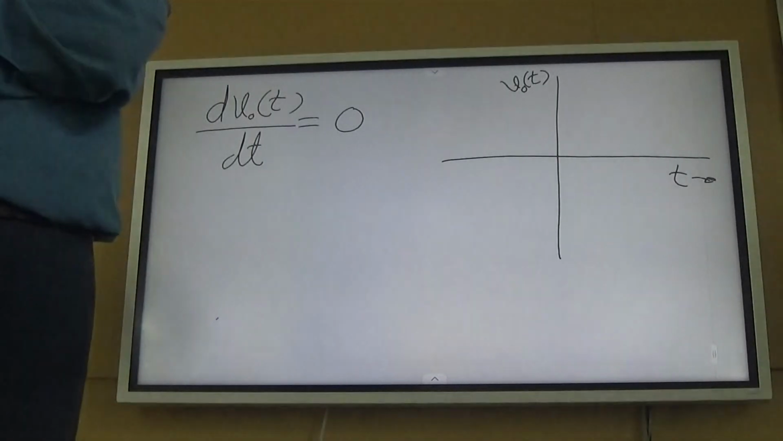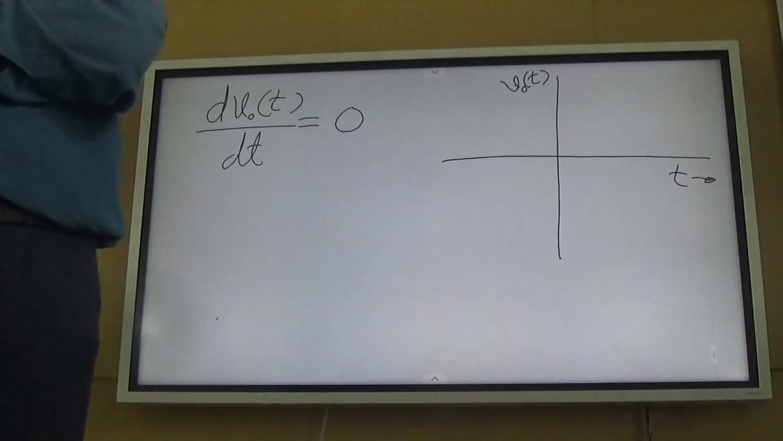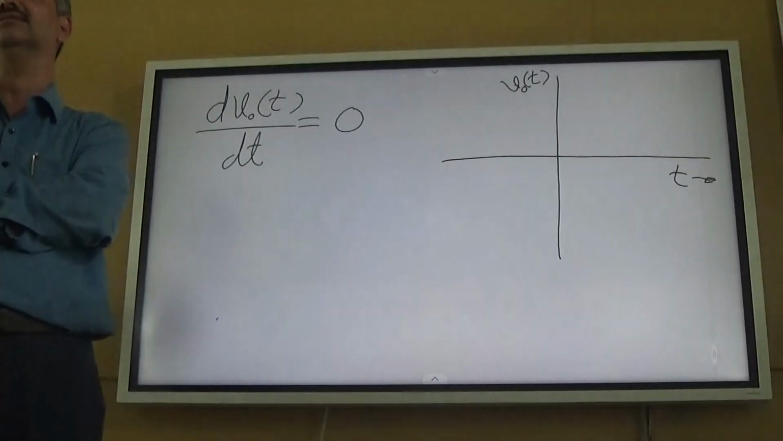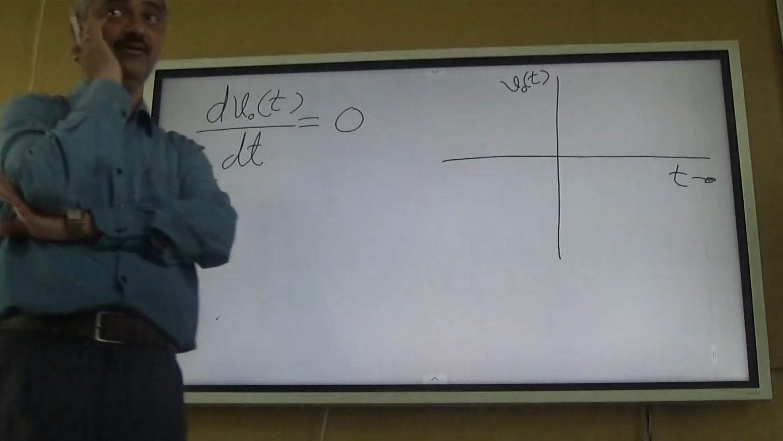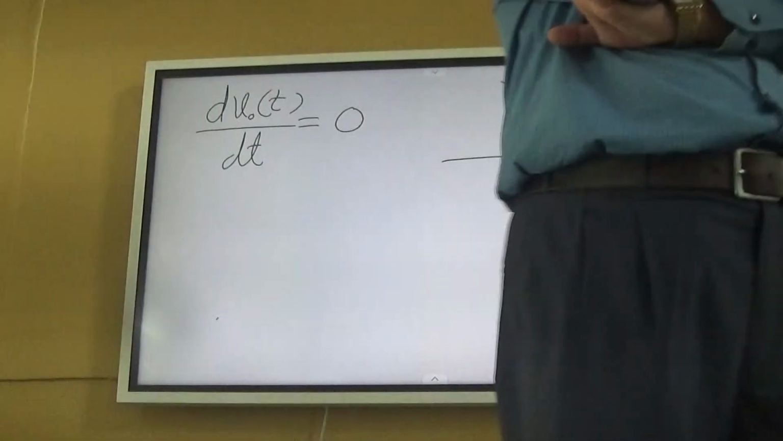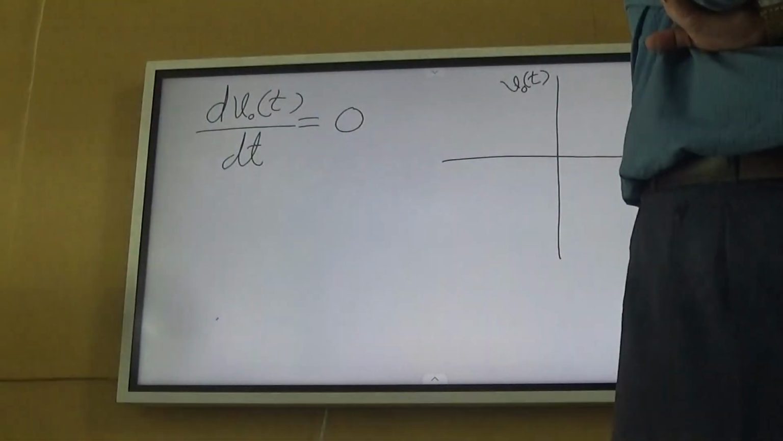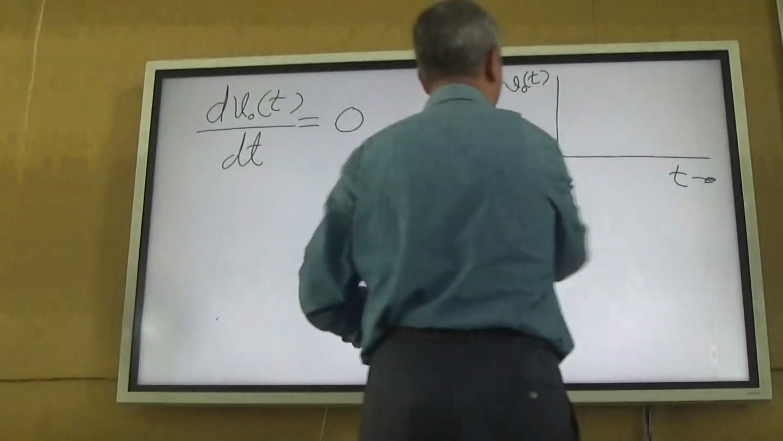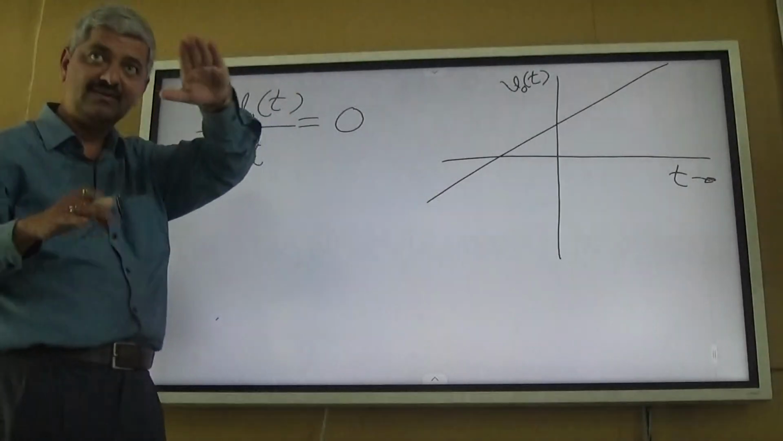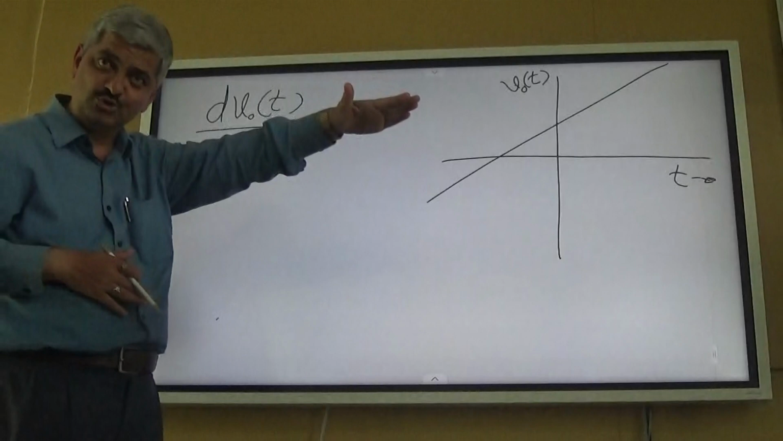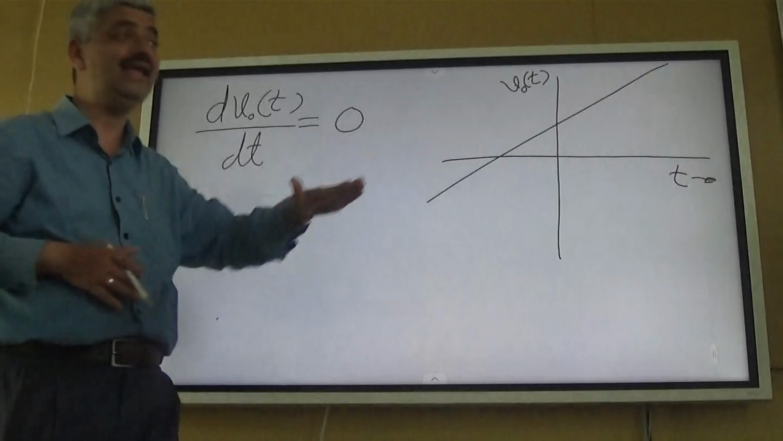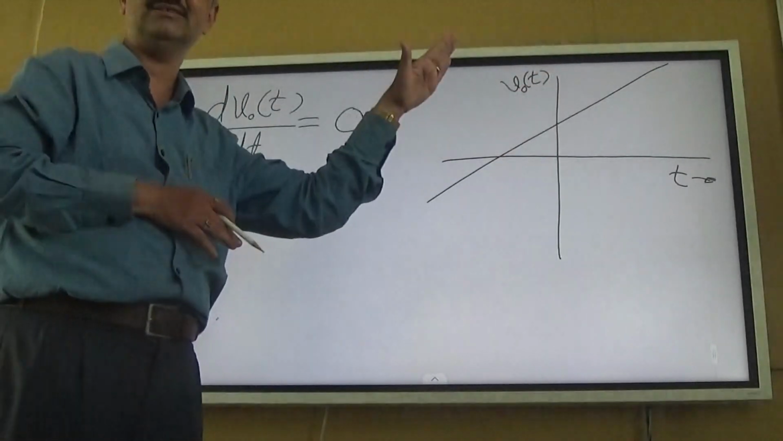Line parallel to horizontal axis. Any line parallel to the horizontal axis is the solution. It means the differential equation has infinite solutions, but not anything is a solution. So this is not a solution, right? When VOT equal to 3, there is one solution. But when dVOT by dt is 0, any line, yes, not this.